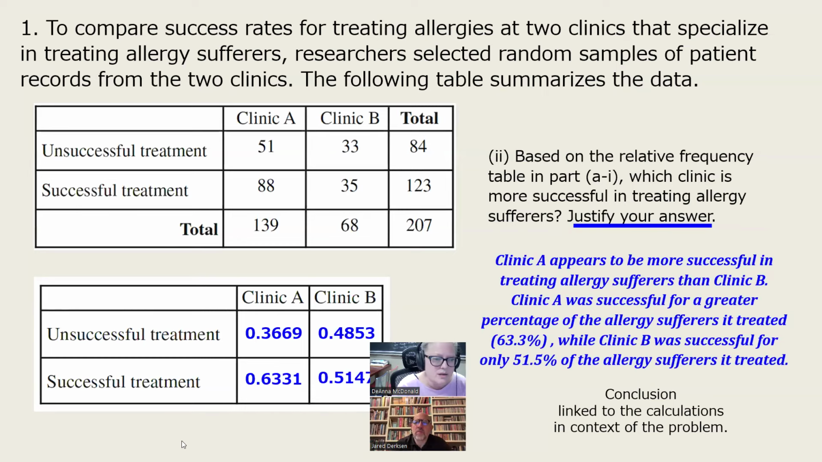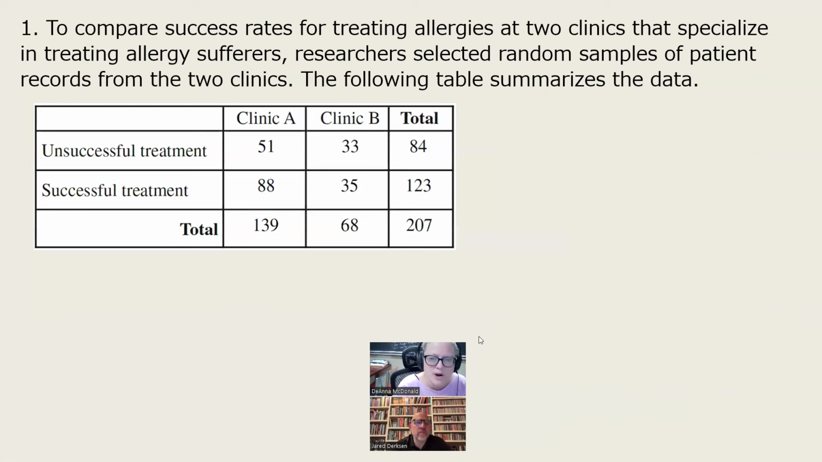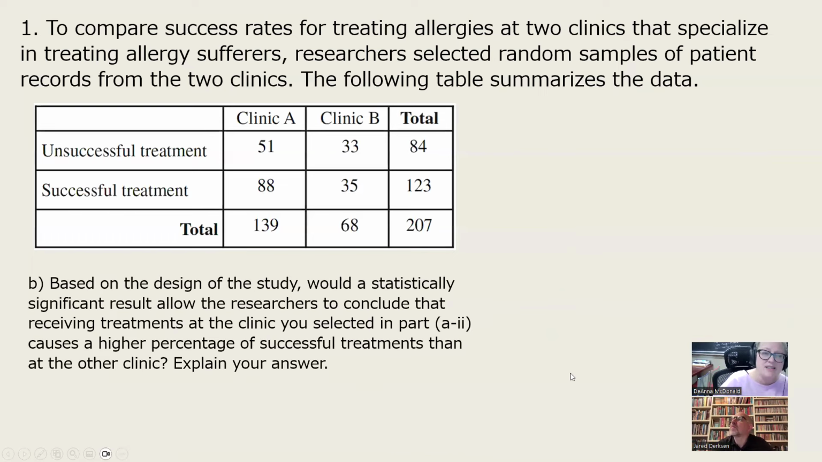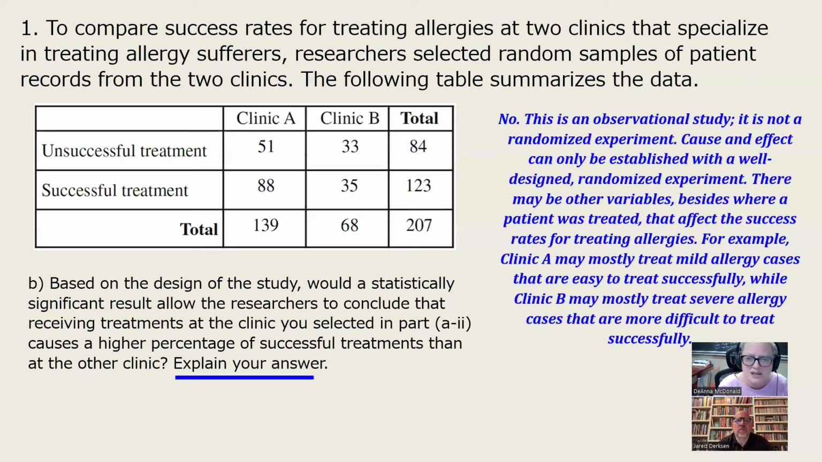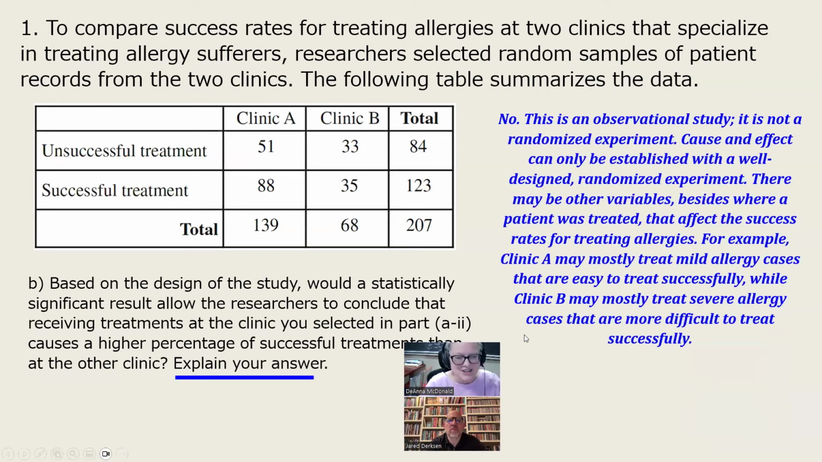Okay. So the next part of the question asks, based on the design of the study, would a statistically significant result allow the researchers to conclude that receiving treatments at the clinic that you selected in part A, notice that they don't assume the correct answer here, they let you go back to the previous answer, caused a higher percentage of successful treatments than at the other clinic? And again, explain your answer. So the solution here is no. So there's the answer to the question.